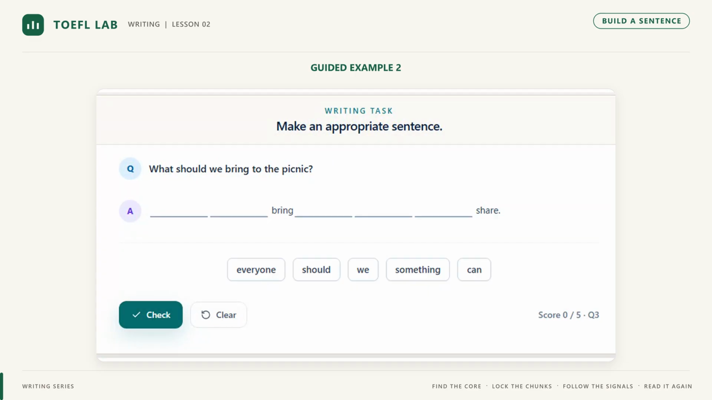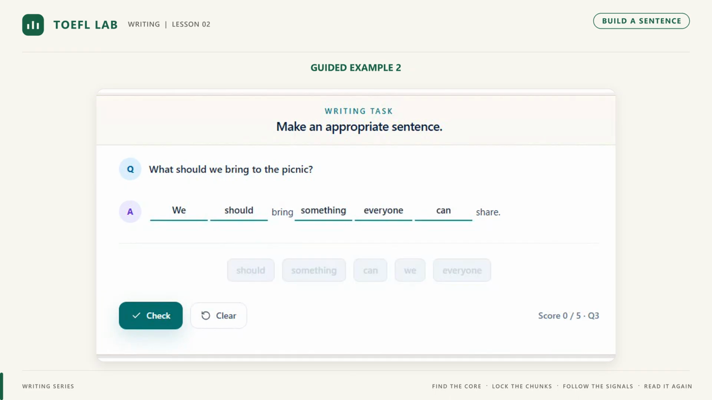Guided example 2. What should we bring to the picnic? We should opens it, subject and modal. Bring is fixed. What's left? Something everyone can closes right before the fixed word, share. We should bring something everyone can share. A modal plus subject opener almost always comes first. It's the anchor the rest of the reply builds from.